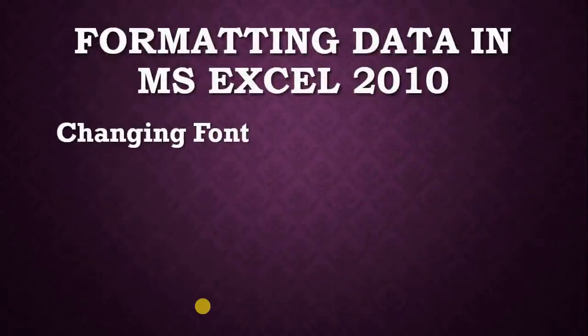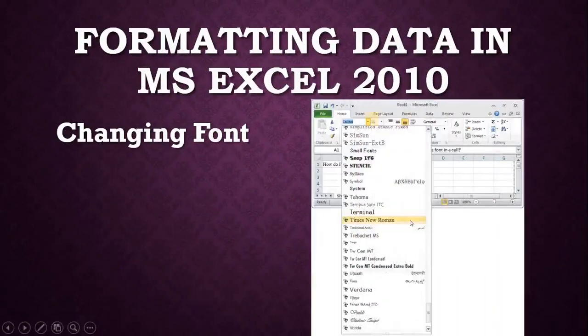First, changing font type. To change the font type, you need to select the cell that has contents and then click the arrow next to the font option. This is the font option. A drop down list appears. You need to scroll down and select the font that you want. It will change the font in the selected cell.